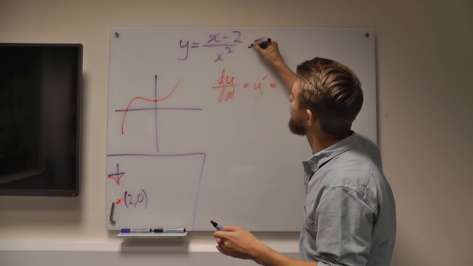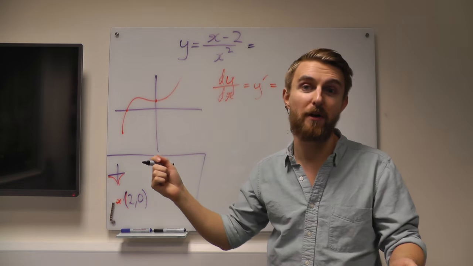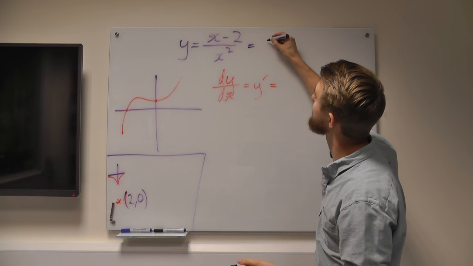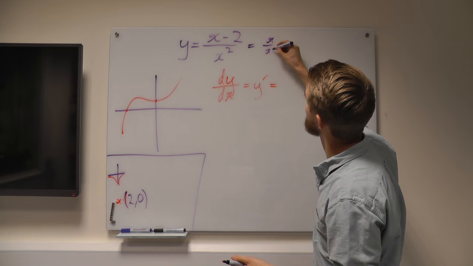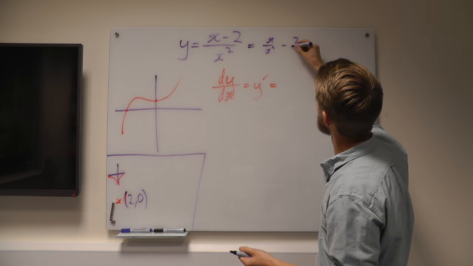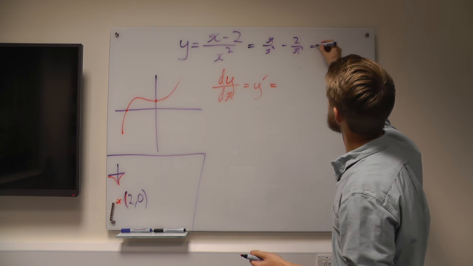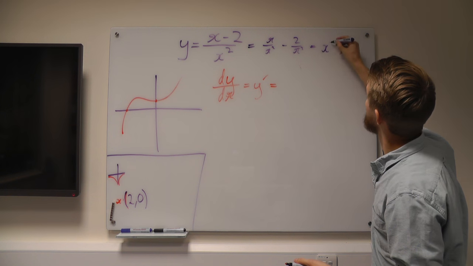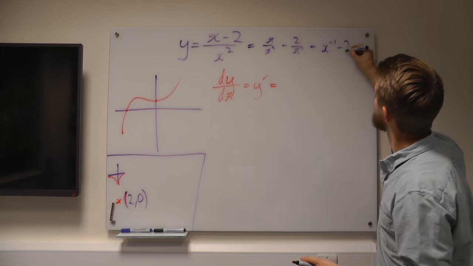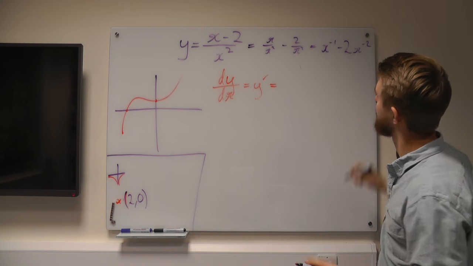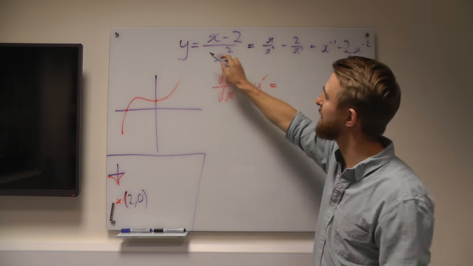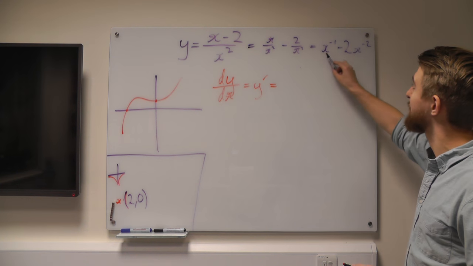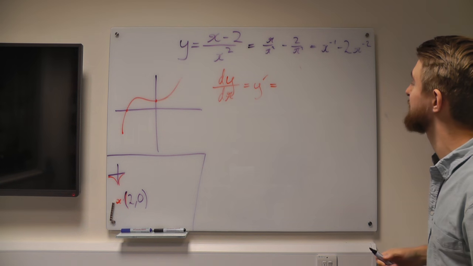So we can rewrite this function in two parts. We can split up these two parts in the top row and say, okay, this function can be written as x over x squared minus 2 over x squared, which can again be simplified as x to the minus 1 minus 2x to the minus 2. Okay, so these three things are all exactly the same, just three different ways of writing the same thing. And now that this is split into these two parts, it's very easy to differentiate.